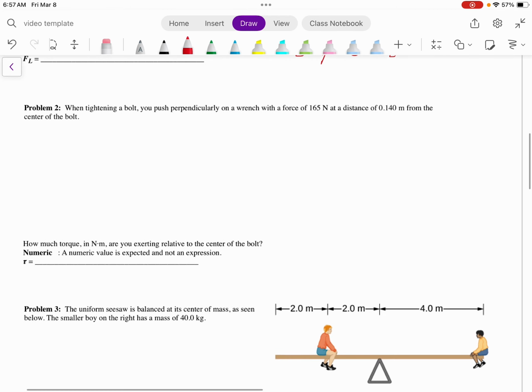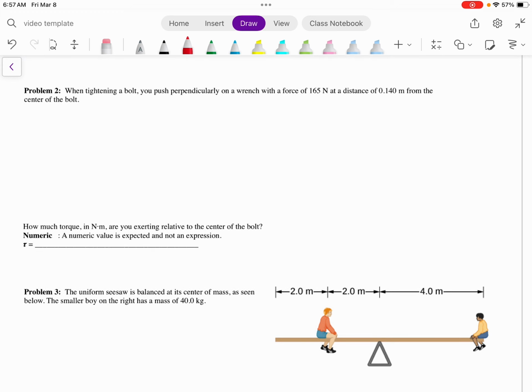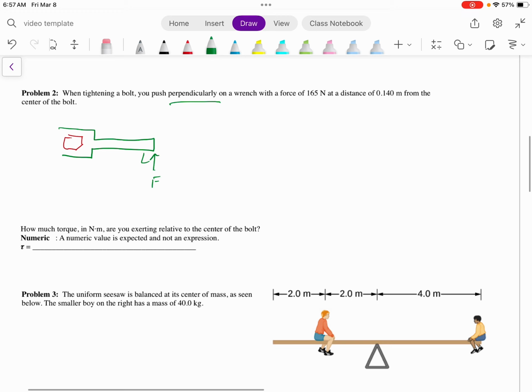All right, number 2. I'm only helping you set them up, and hopefully that's enough to help you solve the problems. Here's a bolt. I don't know how to draw a bolt. So here's my bolt, and here's my wrench. When tightening a bolt, you push perpendicularly on the wrench with a force of 165 newtons. Here's my force, perpendicular, so that angle is 90 degrees, at some distance away from the bolt, we'll call it D, and they want to know the torque.